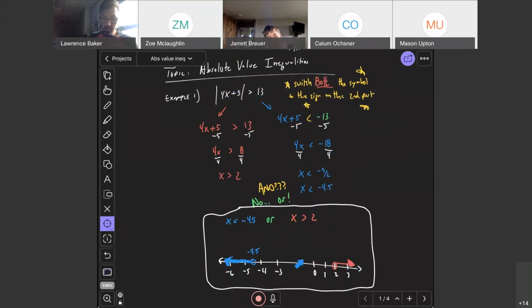If I try to plug in something in this space like 0, 4 times 0 is 0, plus 5 is 5. The absolute value of 5 is not bigger than 13. So we can see that the numbers in this space don't work. So that's what we're finding here: all the numbers that do work, and all the numbers that don't work.